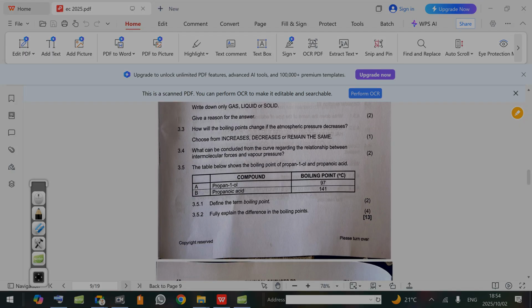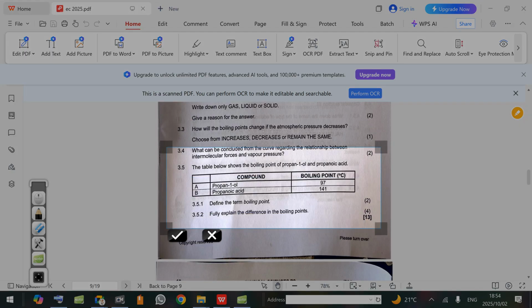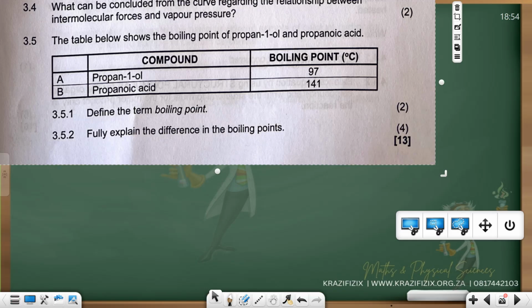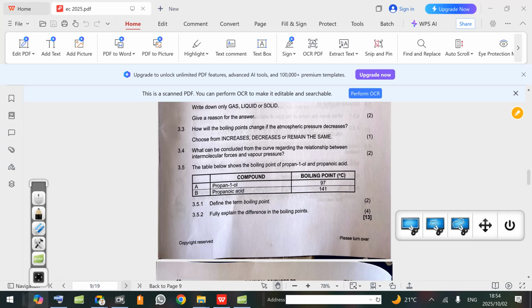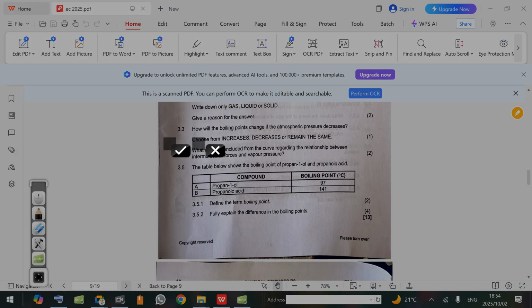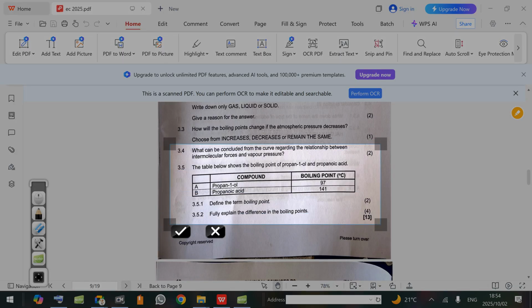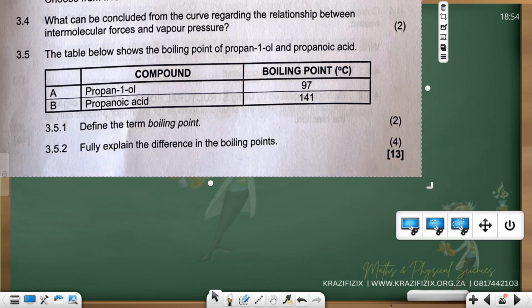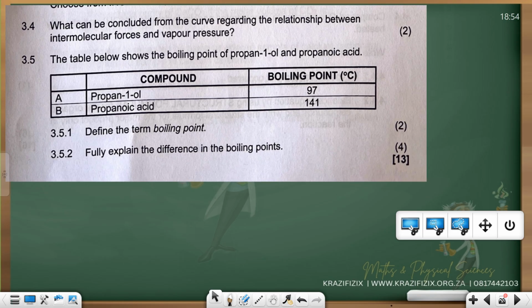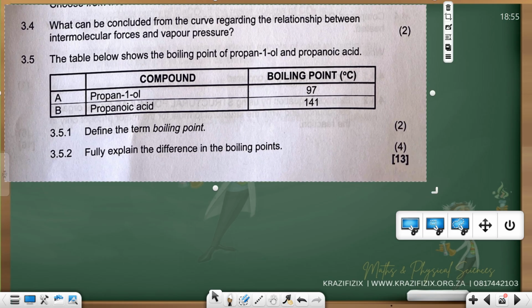3.4. Do we still need the graph for 3.4? What can be concluded from the curve regarding the relationship between intermolecular force and vapor pressure? That you don't even need. You don't need the graph.